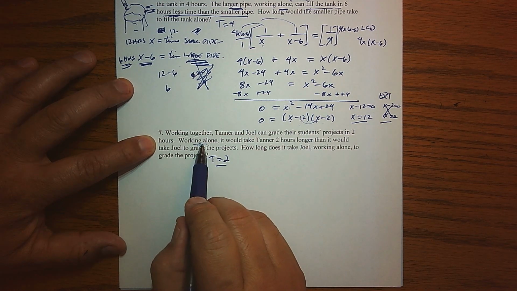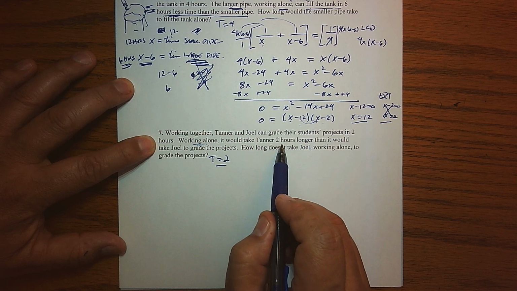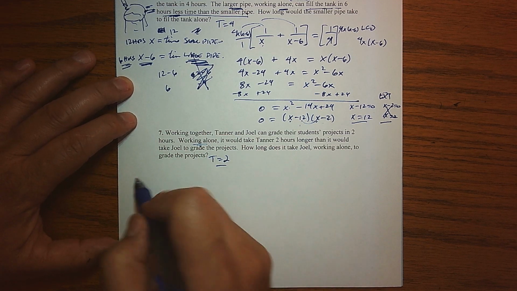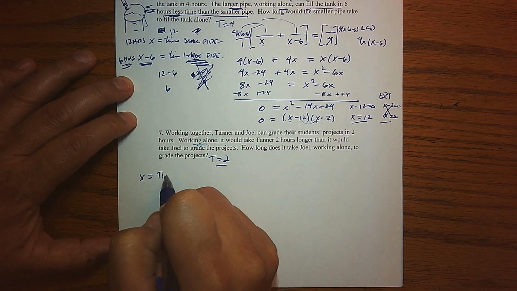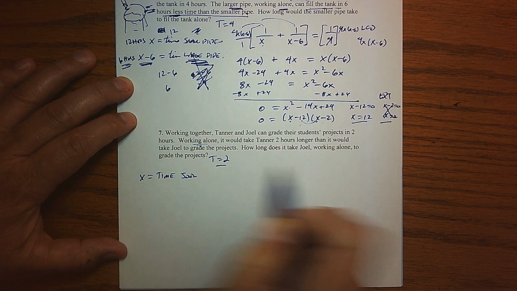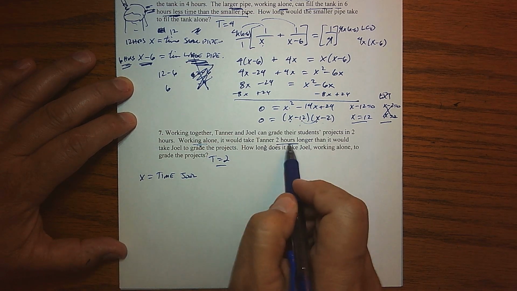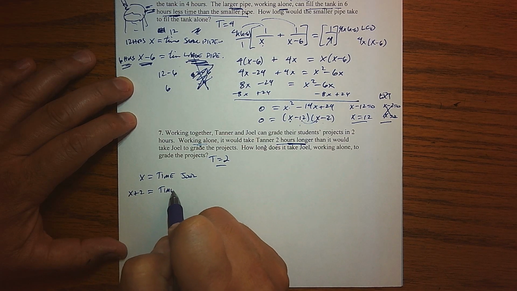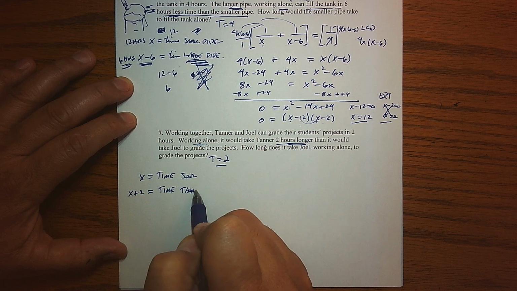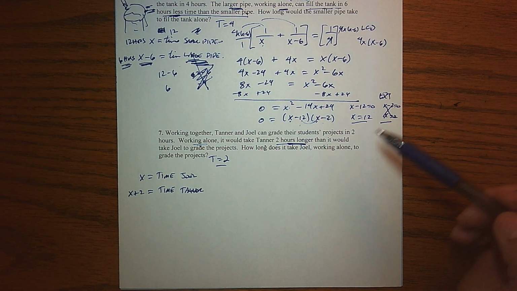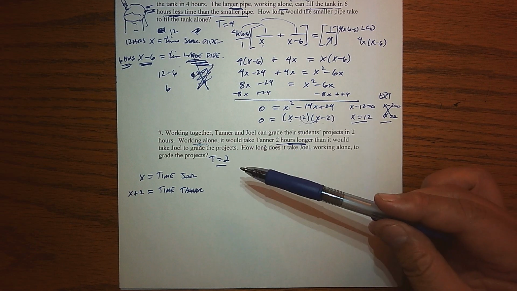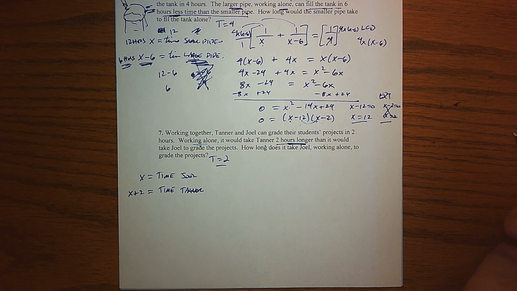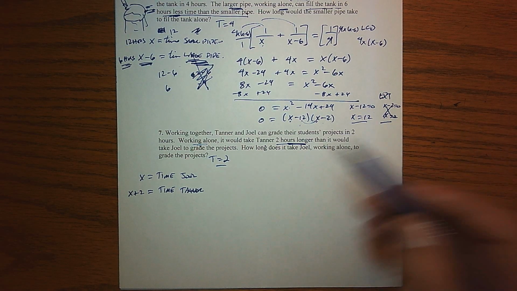Working alone, so again, we're talking individual times, it takes Tanner 2 hours longer than it would take Joel to grade projects. So looking at that language, how about I let x be the time for Joel to do the grading, and since Tanner does it 2 hours longer, that means that x plus 2 is the time for Tanner. Alright, so that's what that language interprets. So if I let x be what Joel's time is, since Tanner's working 2 hours longer, Tanner's going to take that time and add 2 to it. So I have my individual times.